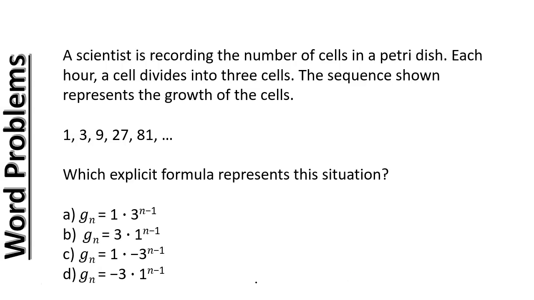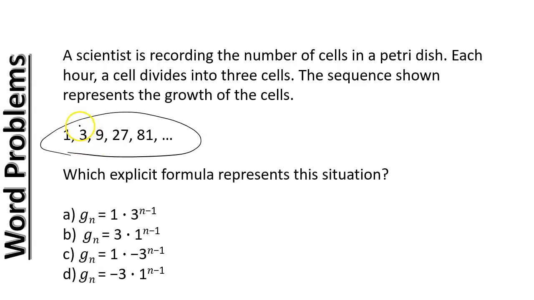Next up, a scientist is recording the number of cells in a petri dish. Each hour, a cell divides into 3 cells. The sequence shown represents the growth of the cells. So here's my sequence. Which explicit formula represents the situation? You can see all of the formulas they gave us are geometric, so we know this is geometric. So when we take a look, it's increasing, which means I'm multiplying.